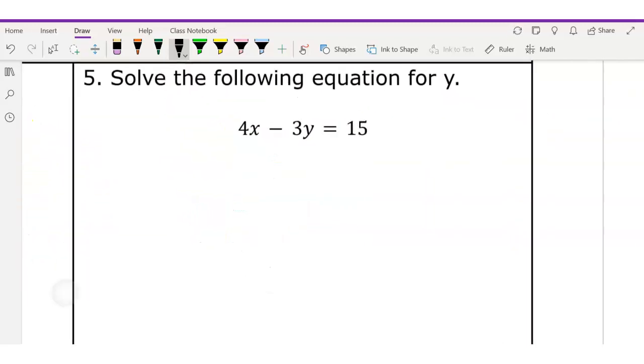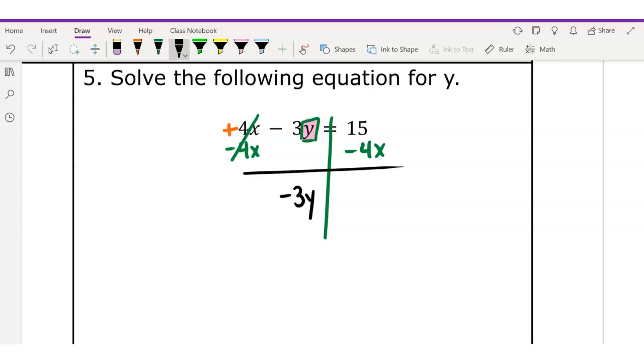And then lastly, we've got our literal equations. We have multiple variables. So we've got to get that y by itself. We want to remove anything that's being added or subtracted to that y, which means it's this 4. If there's no sign, then we know it's net positive. So the inverse of positive 4x is negative 4x. It cancels. We bring down that negative 3y.